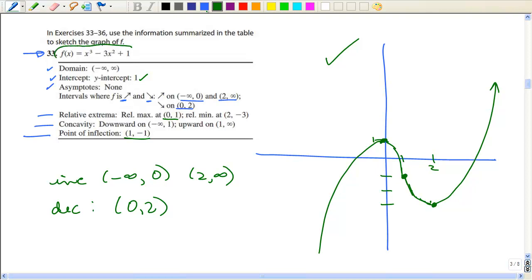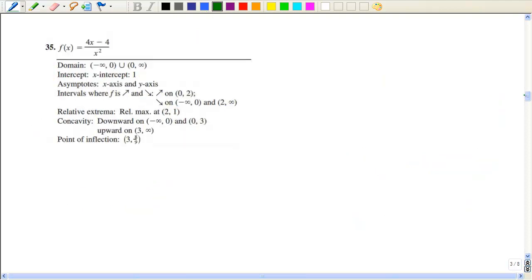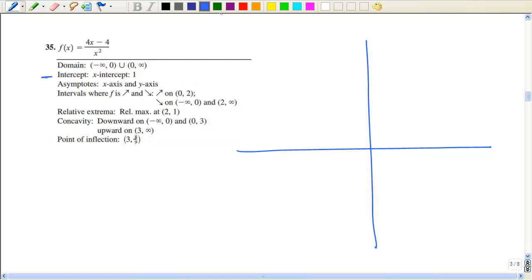Go back and look at this graph on a graphing utility and see how close we got. Now we've got some other interesting things. So I'm just going to plot any points I have and any asymptotes. So I'm looking for points. All right, an x-intercept at positive 1. I've got asymptotes on the x-axis and the y-axis.